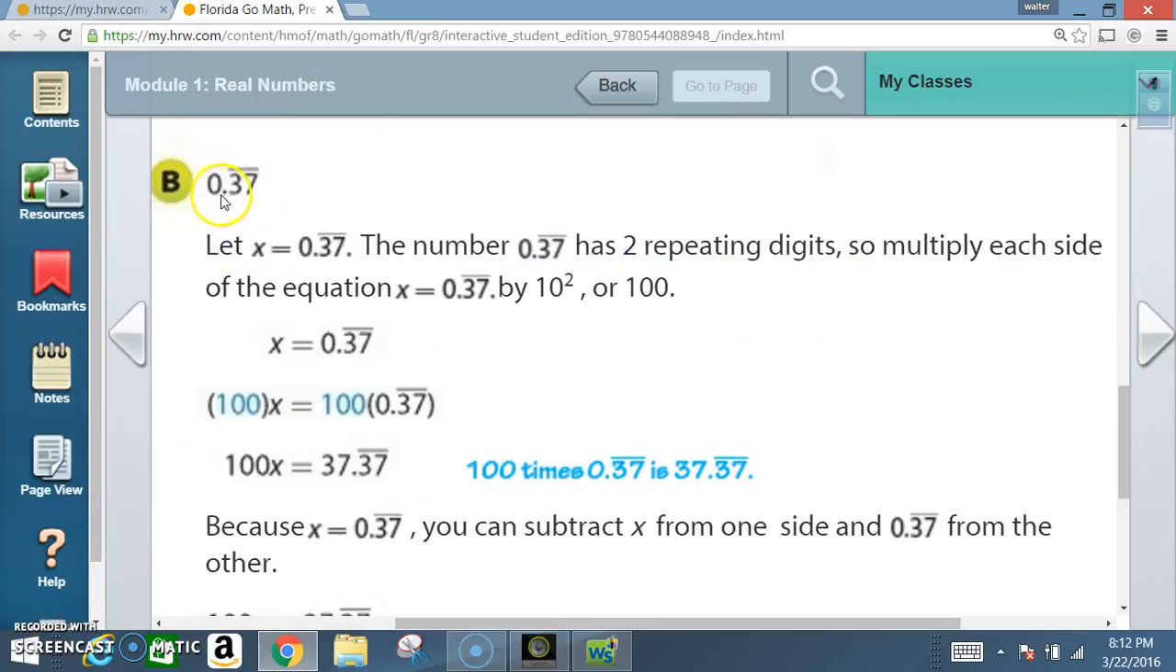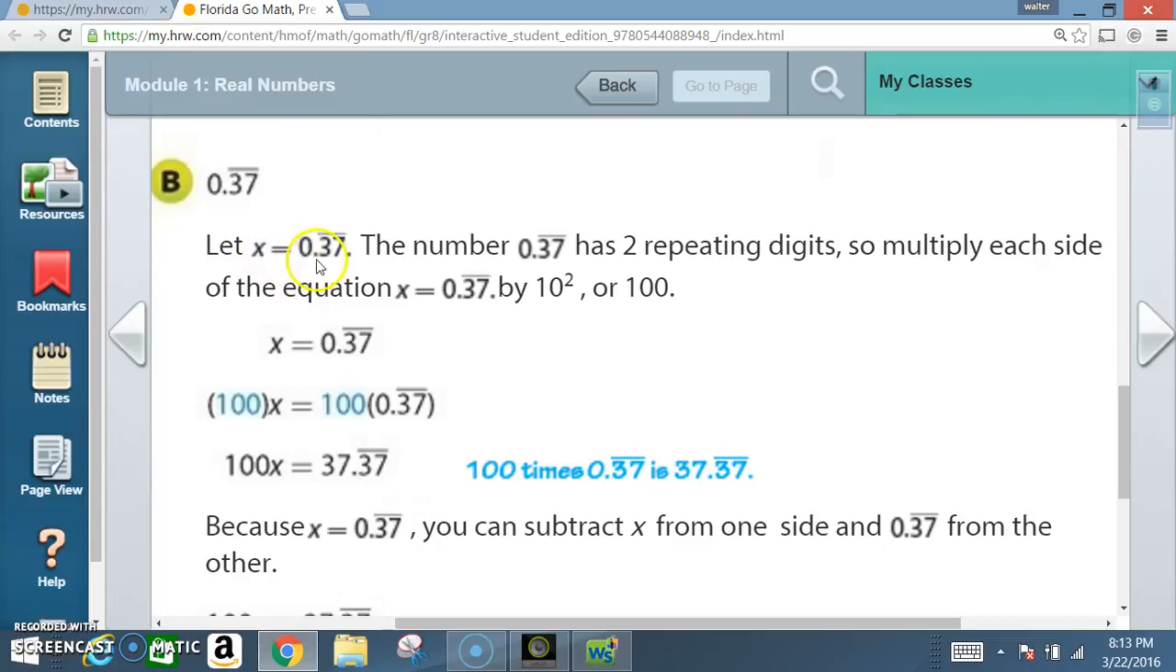All right, B says 0.37 repeating. That means that 37 is repeated. So 37, 37, 37, 37. And of course, it just keeps going. Now this is a little different than converting a regular decimal without the repeating bar across the top. So let's see what the instructions are.